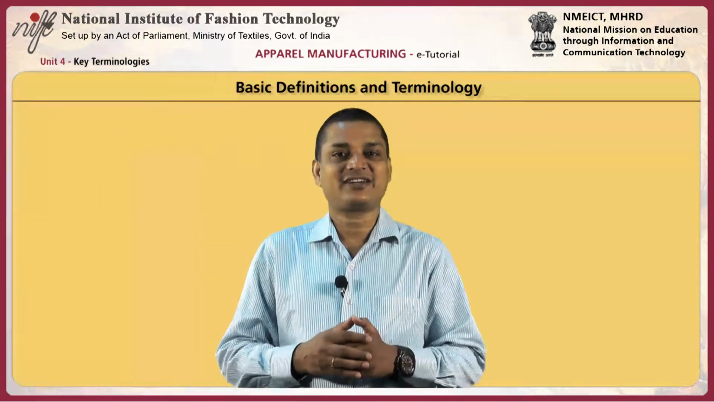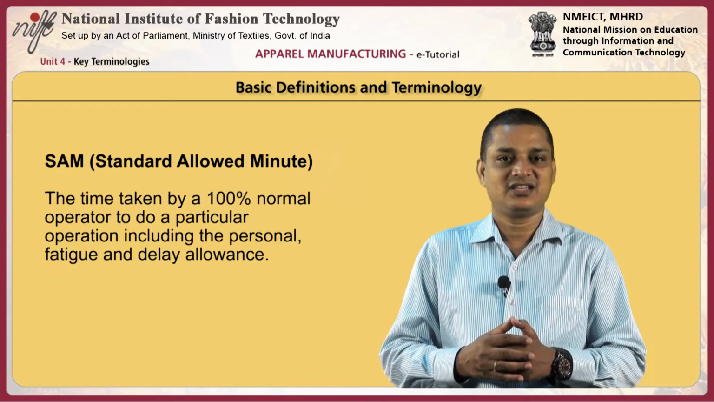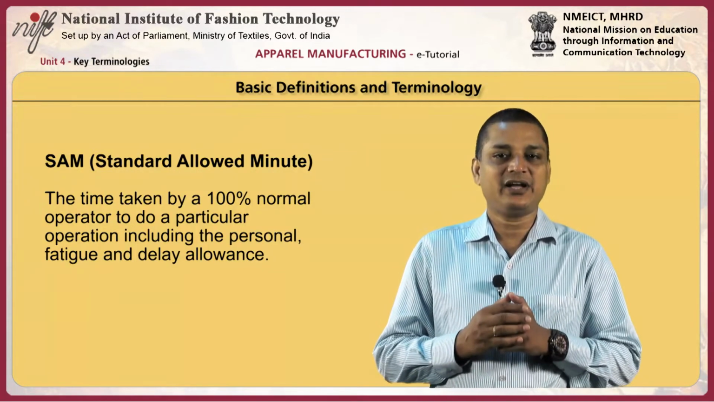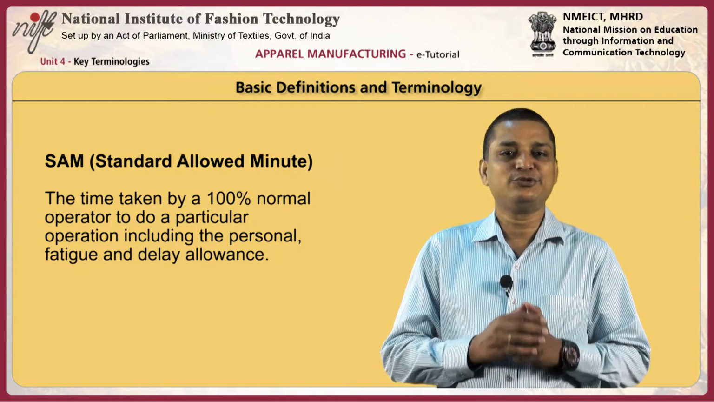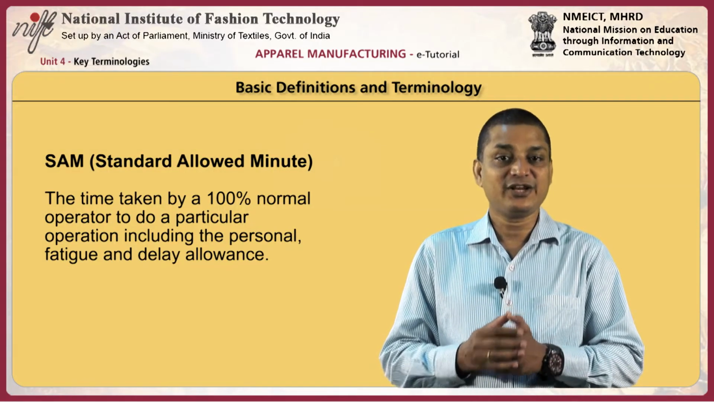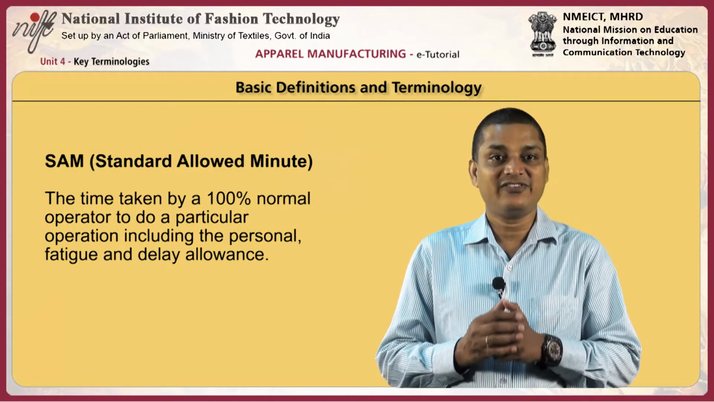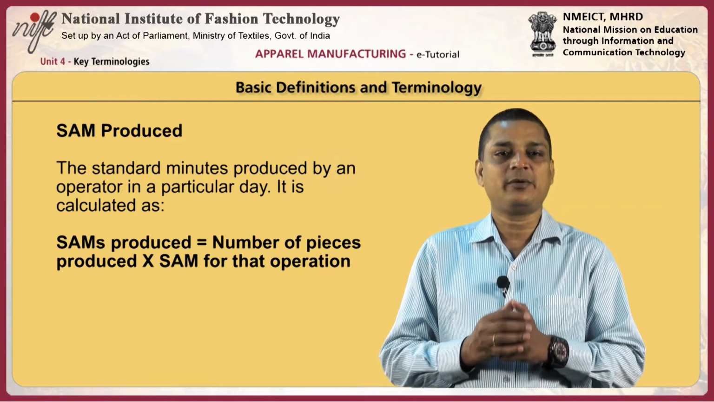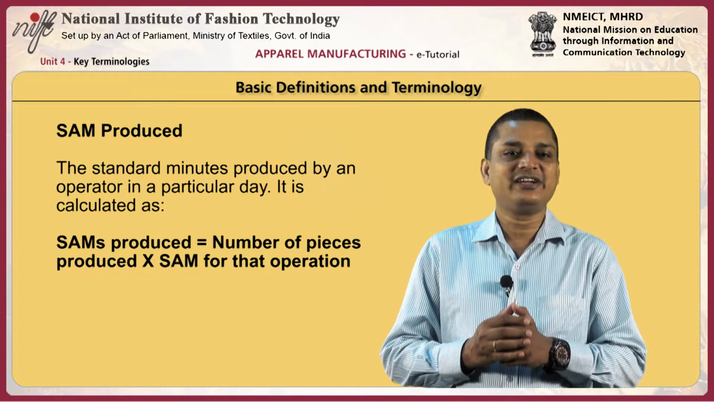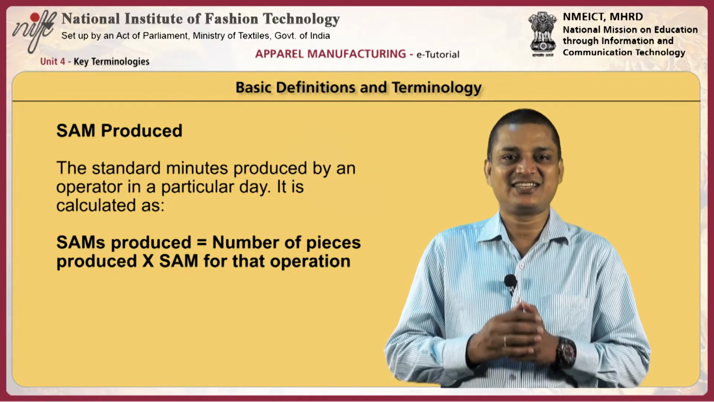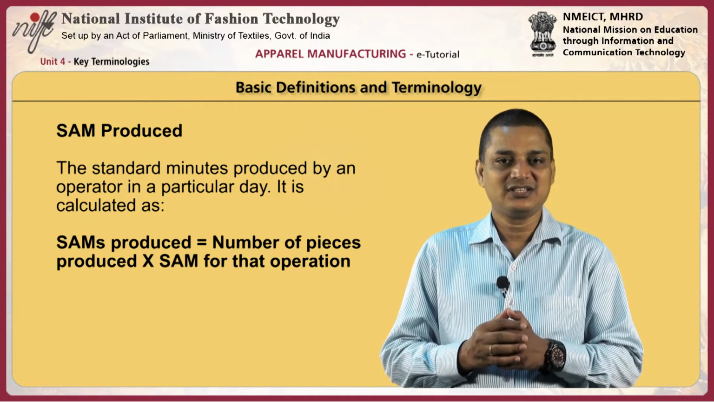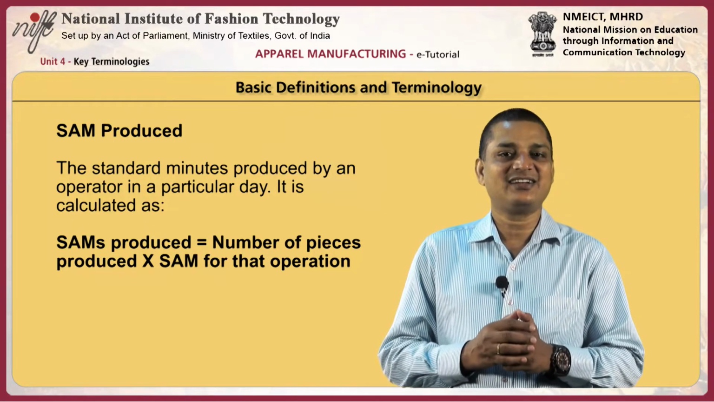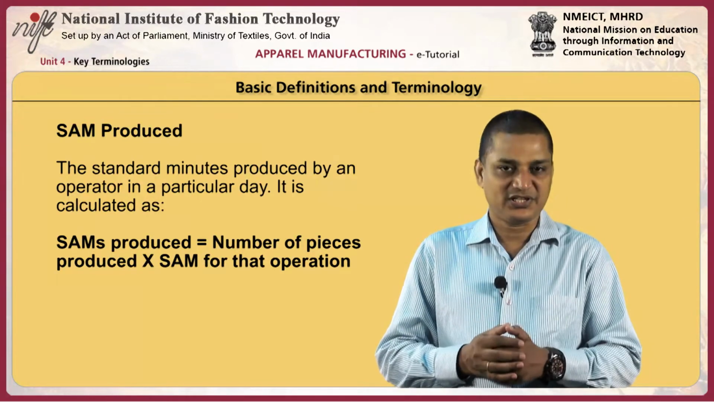Let us now look at some more definitions. Standard allowed minute: the time taken by a 100% normal operator to do a particular operation, including the personal, fatigue and delay allowances. The standard time produced by an operator in a particular day is calculated as standard allowed minute produced, which is equal to the number of pieces produced multiplied by the standard allowed minute for the operation.